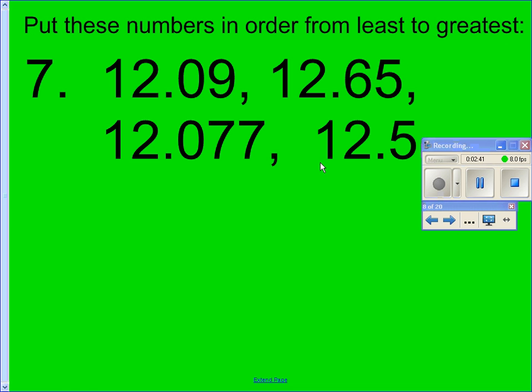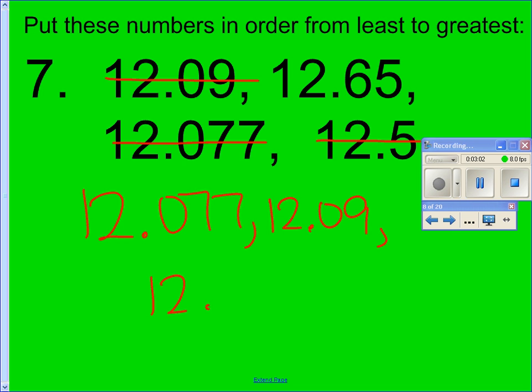This question says, put these in order from least to greatest. So you're going to start with the smallest number, which is 12 and 77 thousandths. That one's out. Next is 12 and 9 hundredths. The next one is 12 and 5/10. And the last is 12 and 65 hundredths.